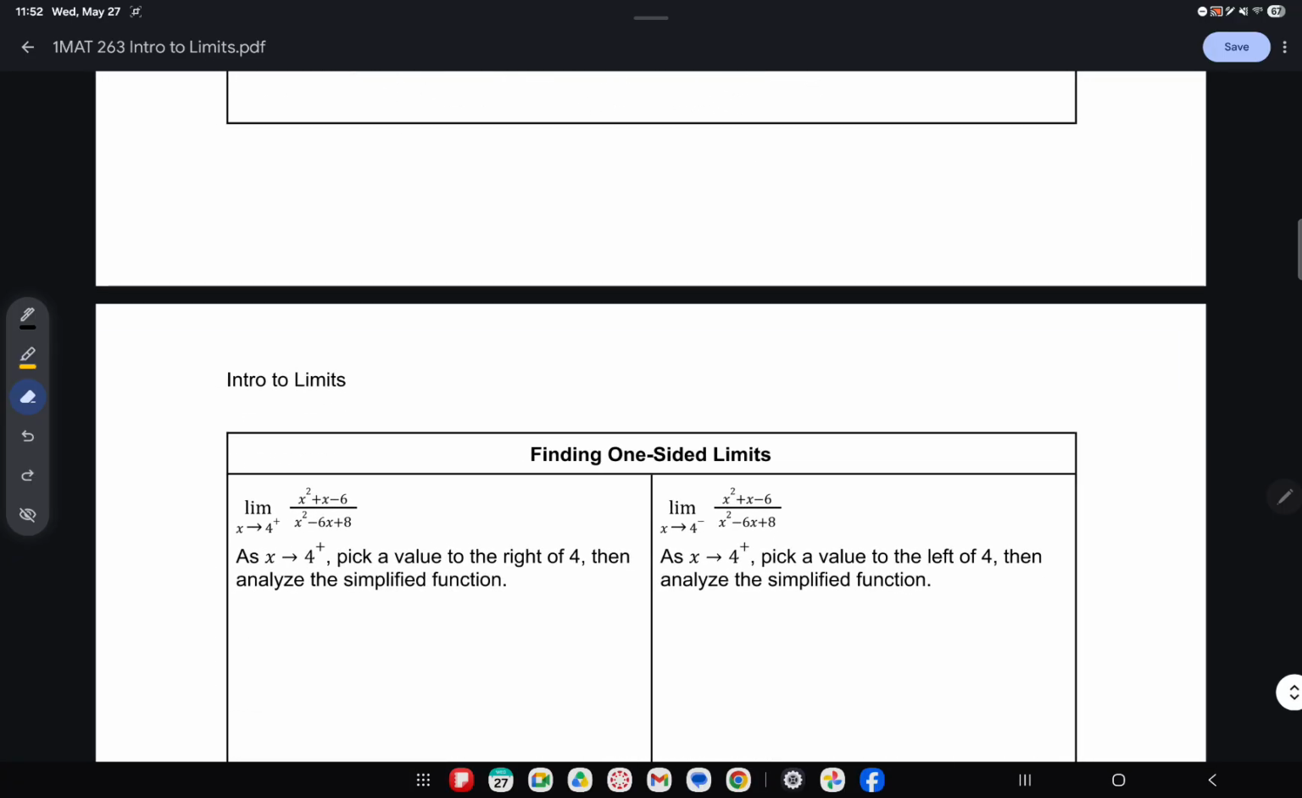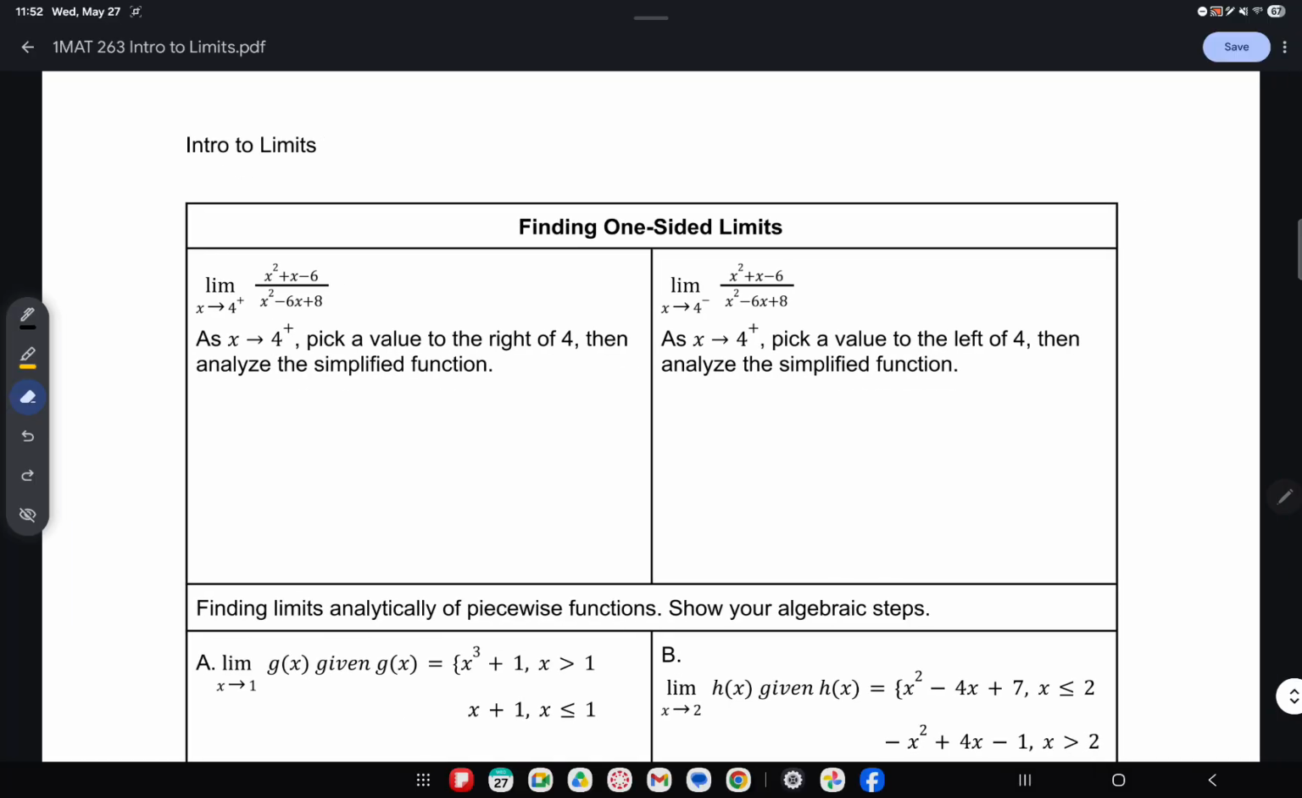Which leads me into this next point of finding the sided limits. So, okay, it's the same function, so we already know it simplifies down to the limit as x approaches 4 from the right of x plus 3 over x minus 4. So to find the one-sided limits, we want to see what's happening to the right of it. So we want to pick a value to the right. So let's use, how about 4.1?